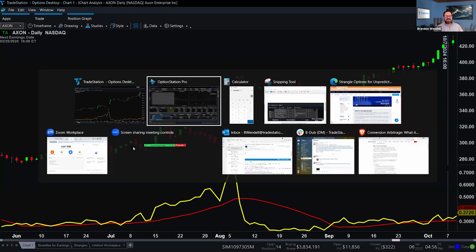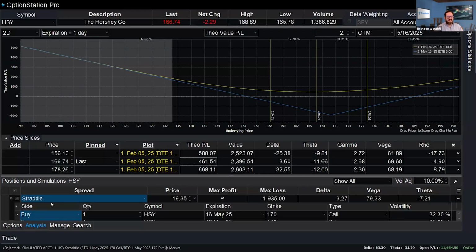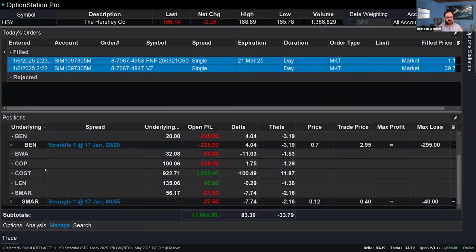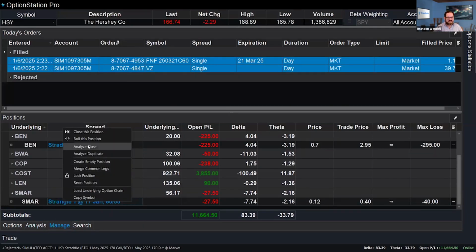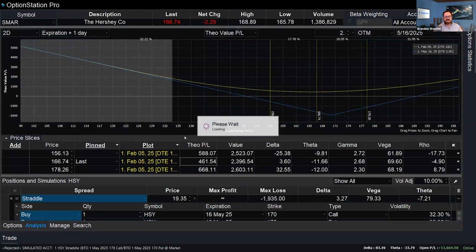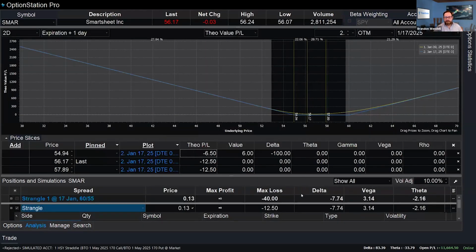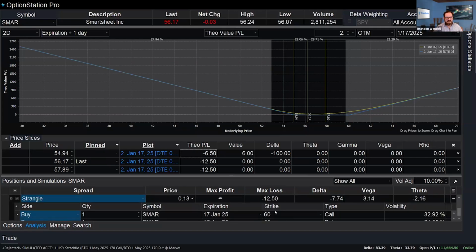Now, what is the big difference between this strategy and the strangle? Well, the strangle is going to be cheaper to get in. This strangle was on SMAR. So let's go to that position, take a look. Go back to my manage. Unfortunately, this one is not a winning position. They're not all winners. So we'll analyze it here. Here we are, strangle.